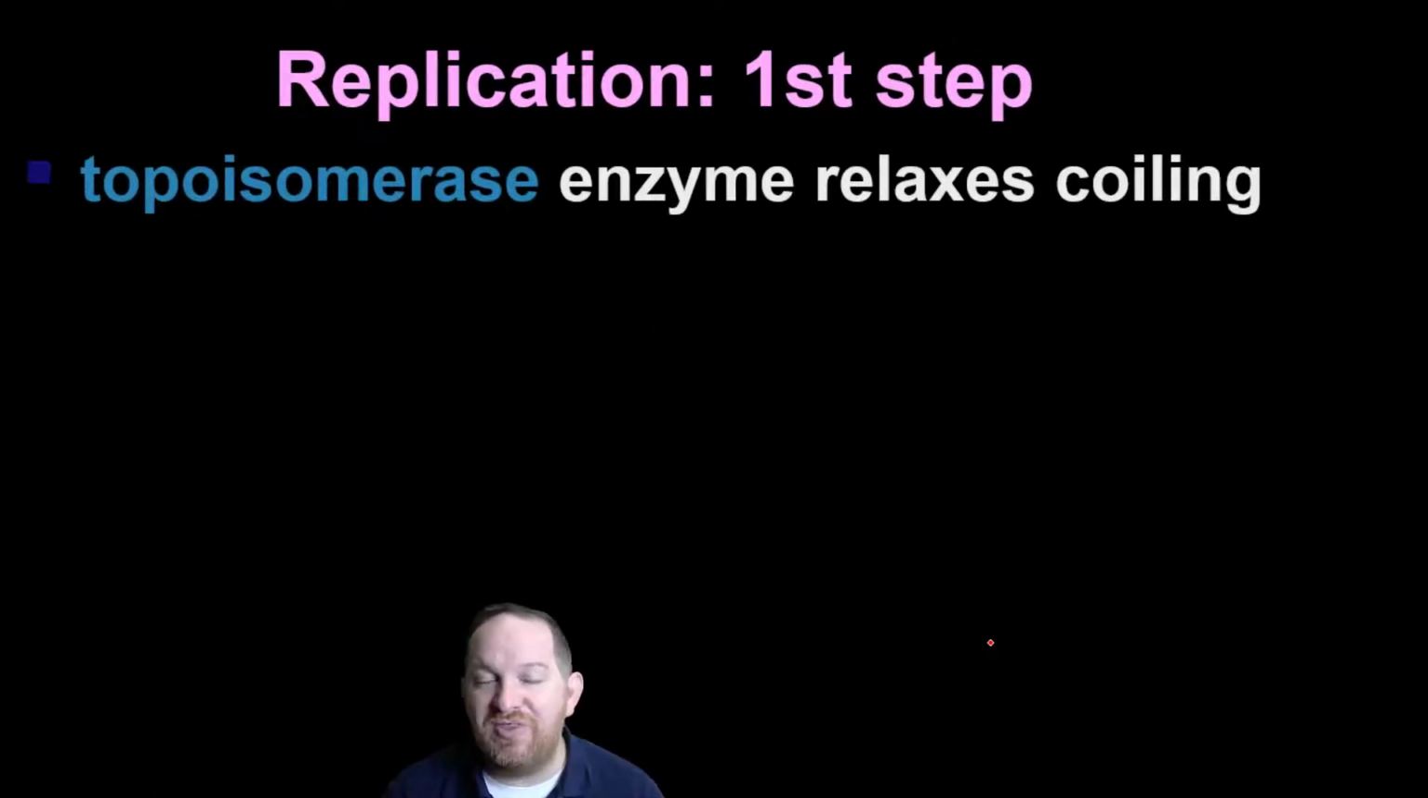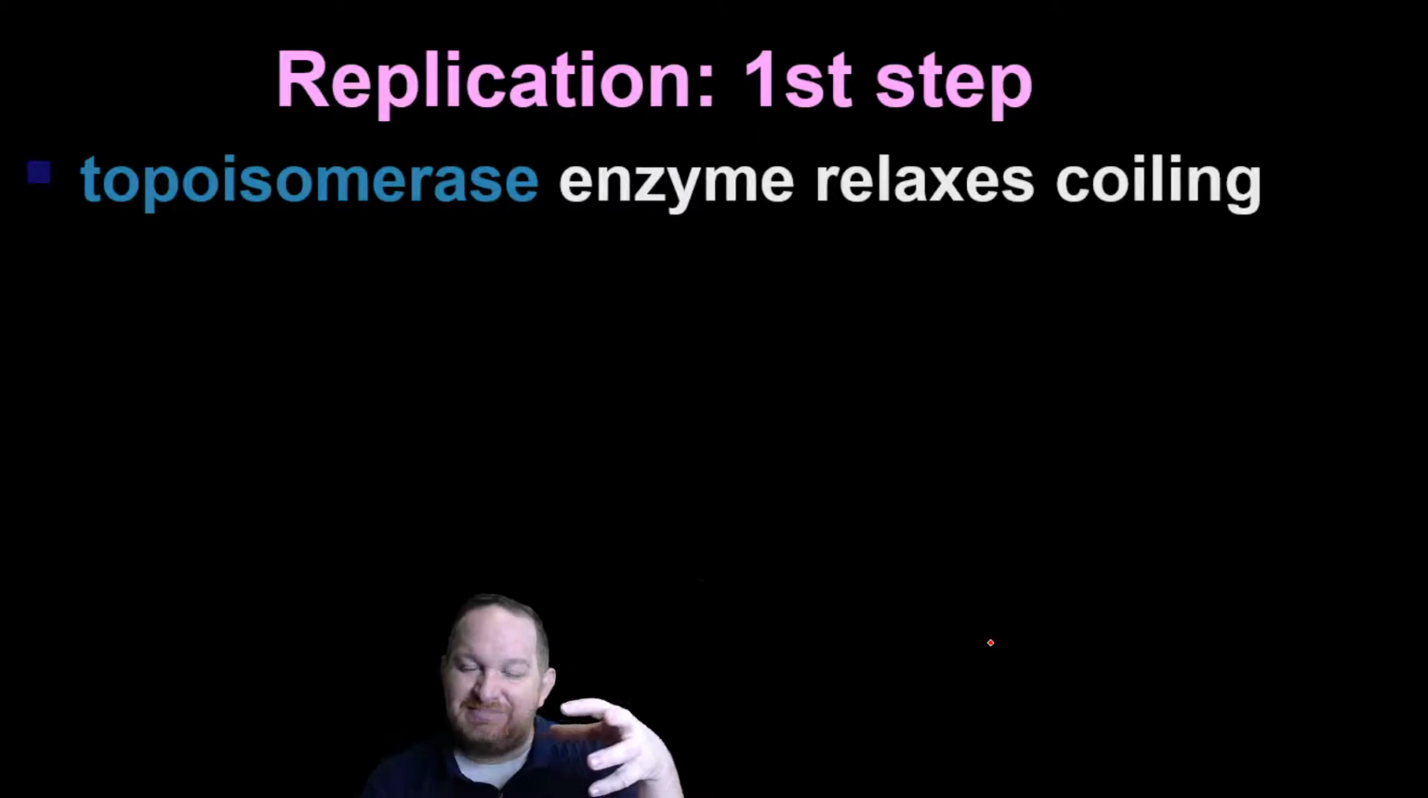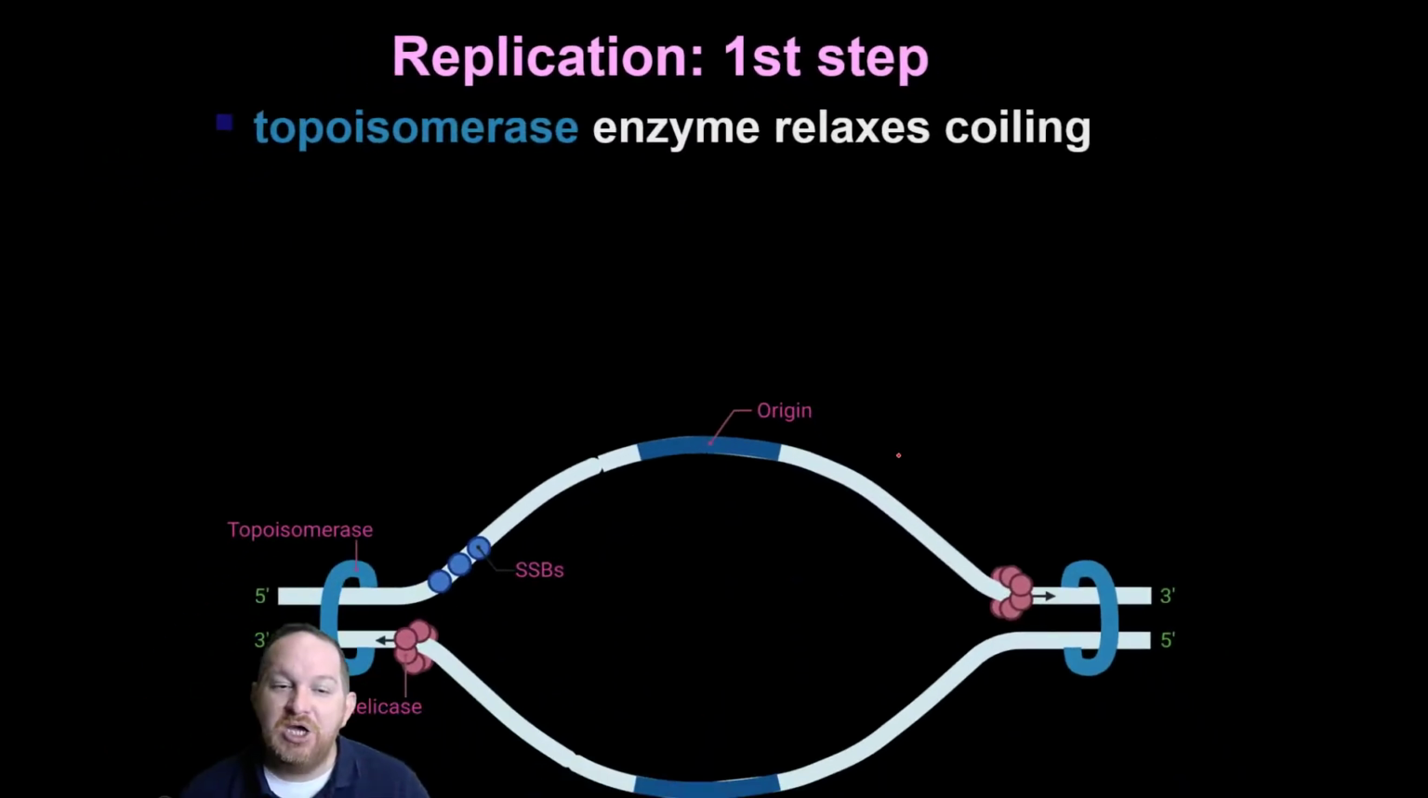You may remember that DNA is really coiled up, in this tight little super coiled chromatin. Well, the first thing that has to happen is we need to ease some of that coiling a bit. So there's an enzyme called topoisomerase. This enzyme relaxes the coiling of that DNA, so it's not so tightly coiled, so that these other enzymes can come in there and the nucleotides can come in and do the job.